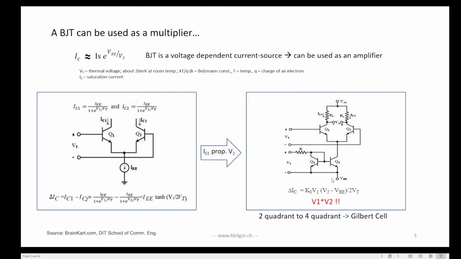In this case, this multiplication only works in 2 quadrants, because this V2 always has to be a positive voltage. And what you have to do is you just have to copy this and mirror this and make a second multiplier like this one in parallel, and reconfigure it in a way that you can work with negative voltage as well. And then you have all 4 quadrants. You can multiply positive and negative voltages on V1 with positive and negative voltages on V2. And this is then called a Gilbert cell, and that's the basic fundamental circuit that you find in all these active mixers nowadays.